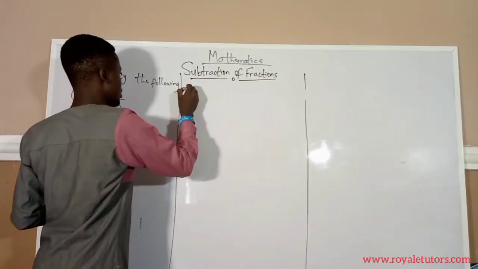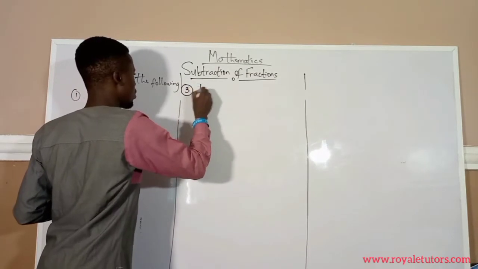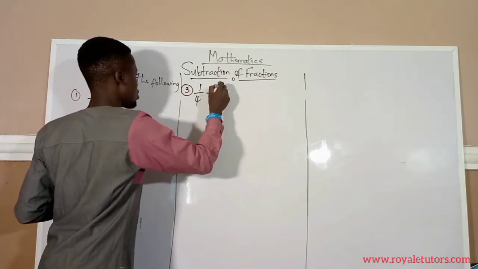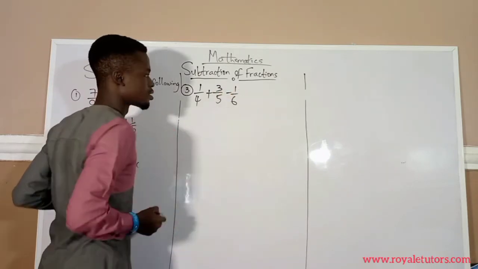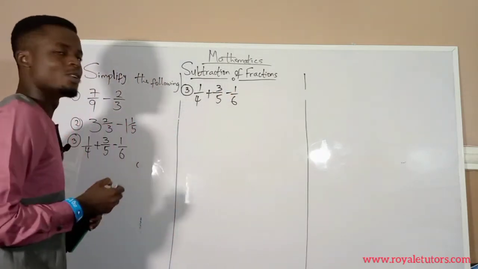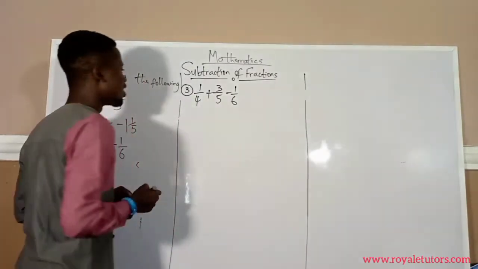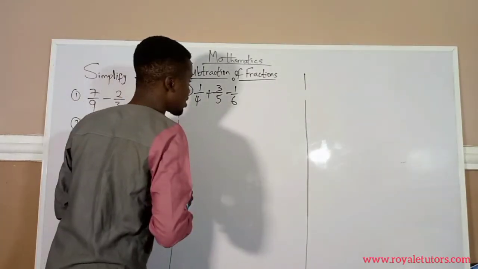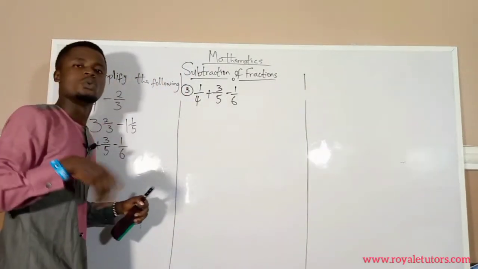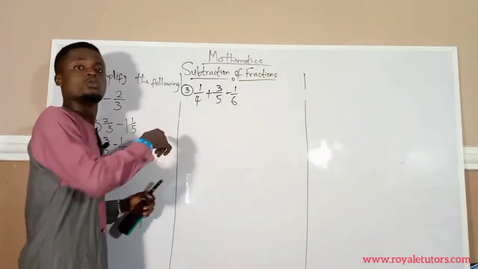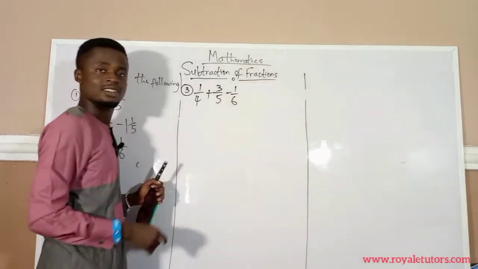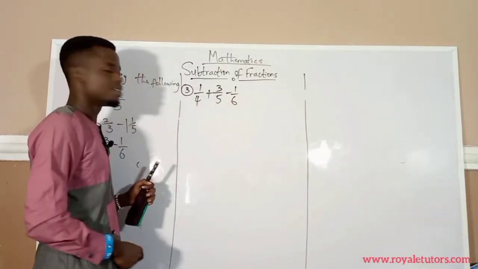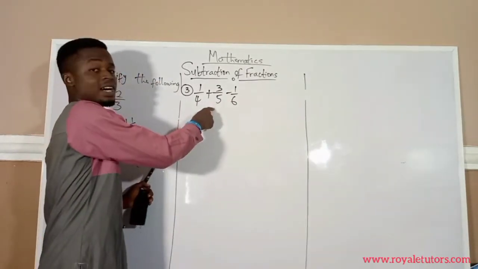Number 3 says 1 over 4 plus 3 over 5 minus 1 over 6. How do we do this? We are having three numbers. Don't panic. The same way we have done the others, the same way we do it. You find the LCM of 4, 5, and 6. Okay? Three numbers. LCM of 4, 5, and 6.